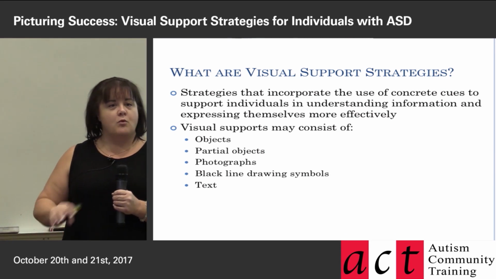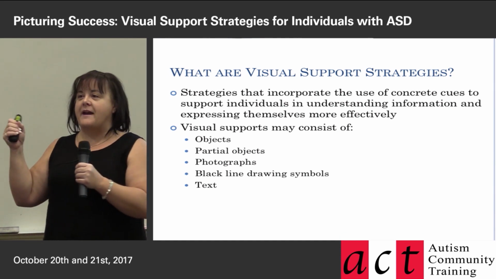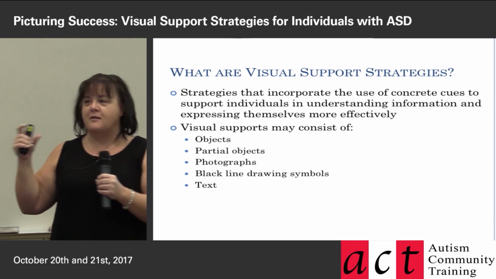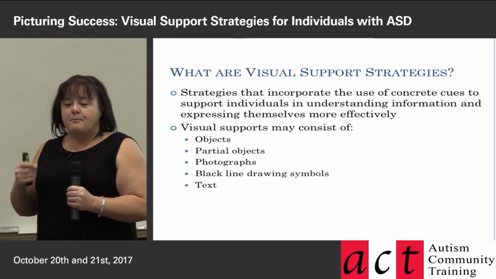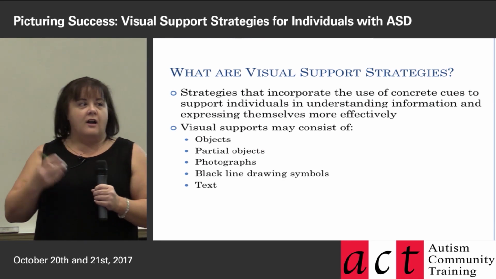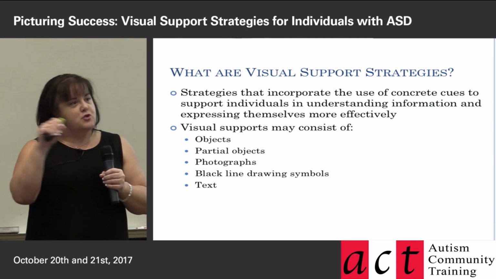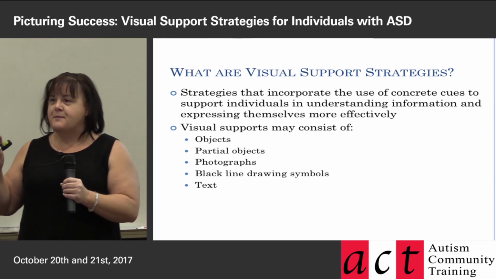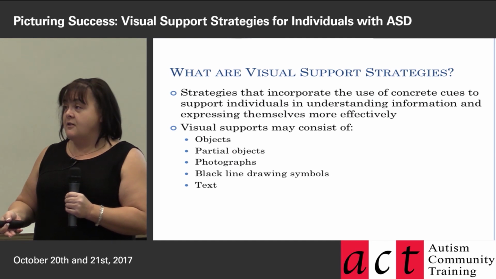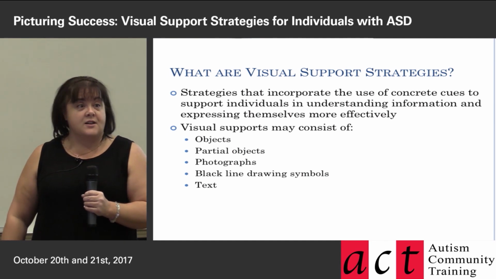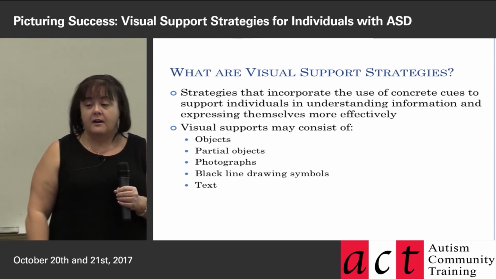We might use photographs, which is way easier today than when I started, when I was driving all over the Lower Mainland taking 35mm pictures, developing them, they never came out, and I'd have to drive around and do it again. Way easier now. Then there are black line drawing symbols, a la Boardmaker, and we're going to talk about different places where you can get symbols. Those are drawn out; they look like real things, but they're not actual pictures. And then for some individuals, text, right? If they're readers, text is also a form of visual support, and we use text as visual supports ourselves every single day.